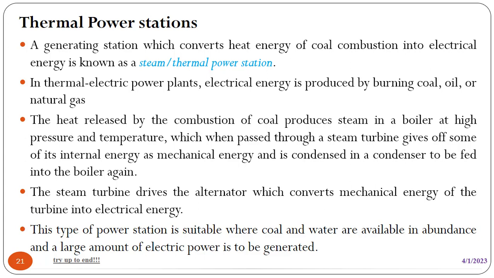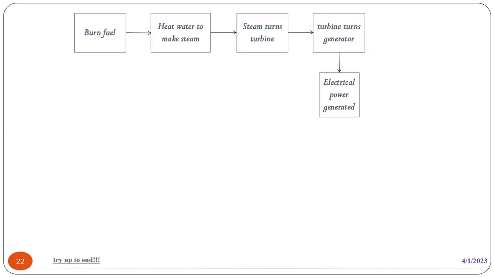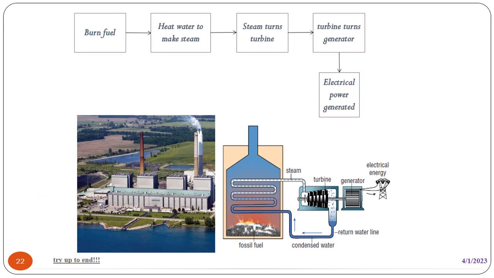This type of power station is suitable where coal and water are available in abundance and a large amount of electric power is to be generated. So this is fuel. There is a burning fuel, then it heats water to make steam. This steam heats the steam turbine. The turbine turns the generator, then the generator generates electric power.